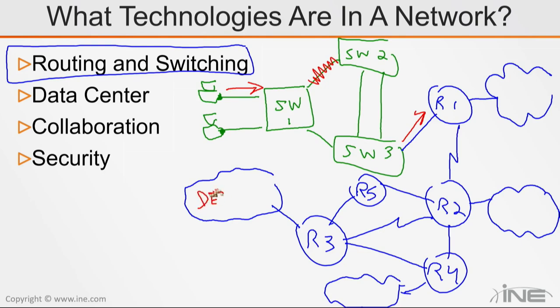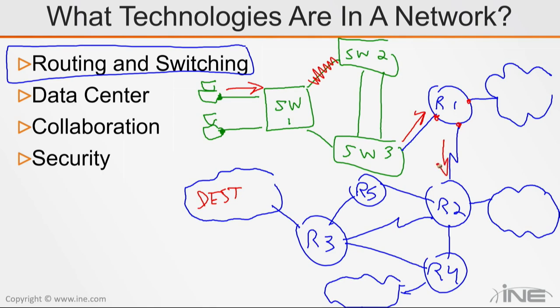So I'll just put right here, this is the destination. How is router one aware of this LAN? It's not physically connected to it. So how does it know where this LAN is? And of these three different interfaces that it has, how does it know which interface will get it to that LAN? Or in some cases, more than one interface will get it there.